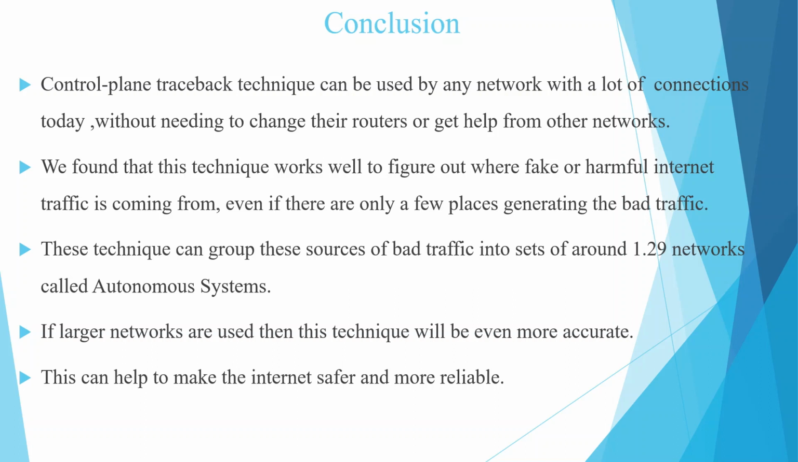This technique can group these sources of bad traffic into sets of around 1.29 networks called autonomous systems. If larger networks are used, then this technique will be even more accurate. This can also be used to make the internet safer and more reliable.